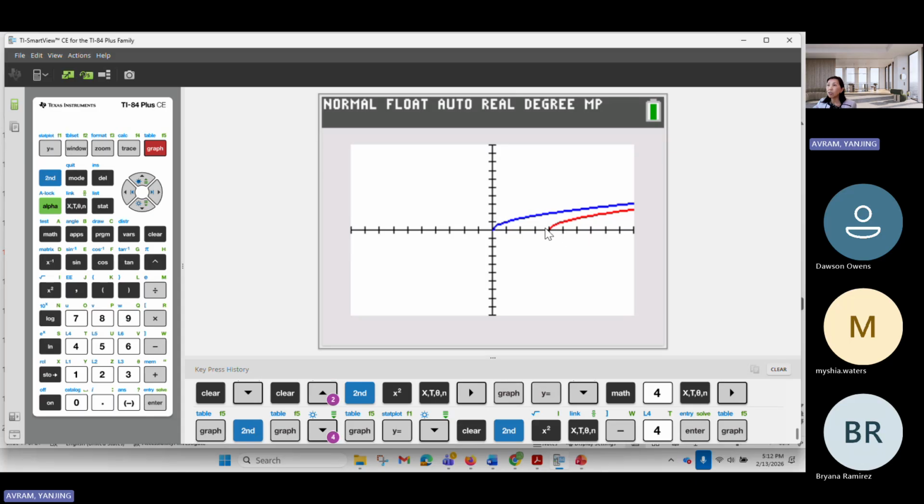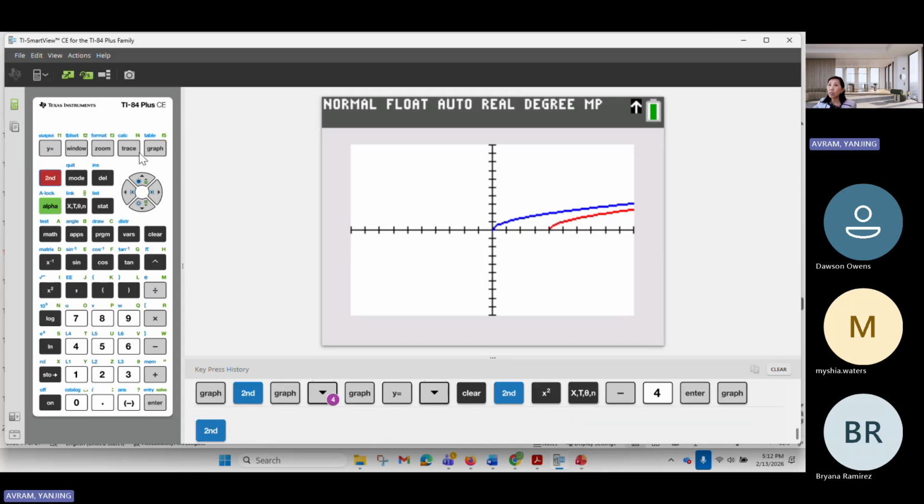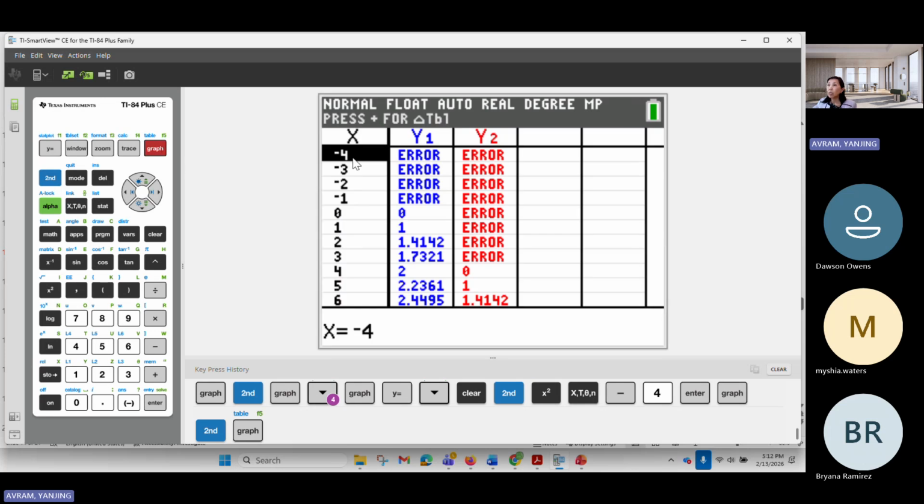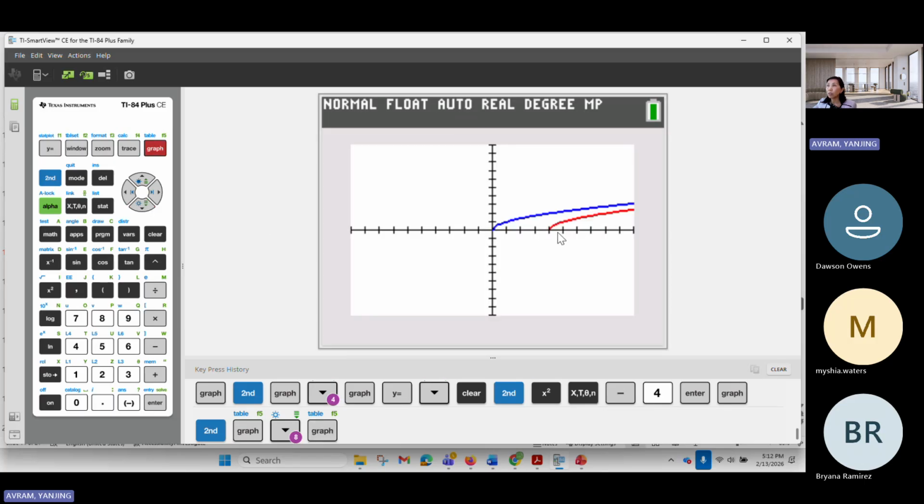So you can see, yeah, this is moving to the right 4 units. And then if you go to the second table, when x is greater than 0, y1 is 1. But for y2, you have to wait until x is greater than or equal to 4, right? So now it will start showing up for the right one. Okay, so that's the domain and range.